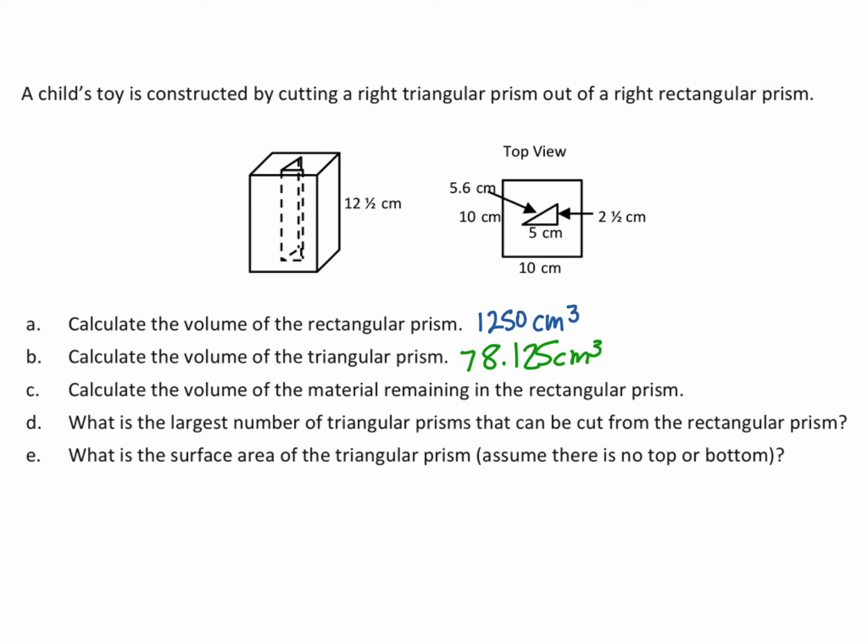C says calculate the volume of the material remaining in the rectangular prism. So if we were to take the entire rectangular prism and then eliminate that triangular prism, how much is left on the outside in between the triangular prism? So if we were to shade this section in here, how much is taking up this space? And so to find that, we're going to do 1,250 minus 78.125, which gives us 1,171.875 centimeters cubed.